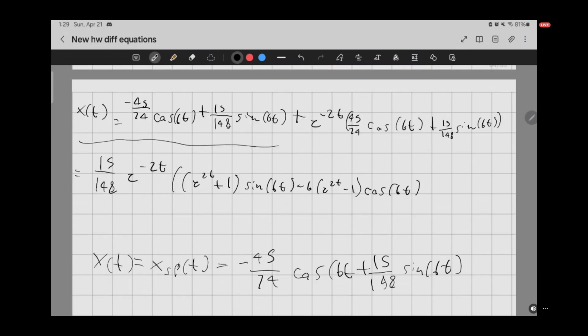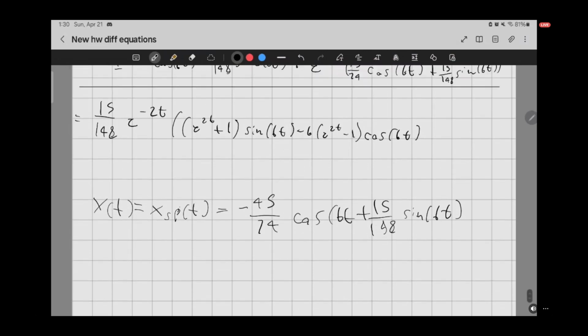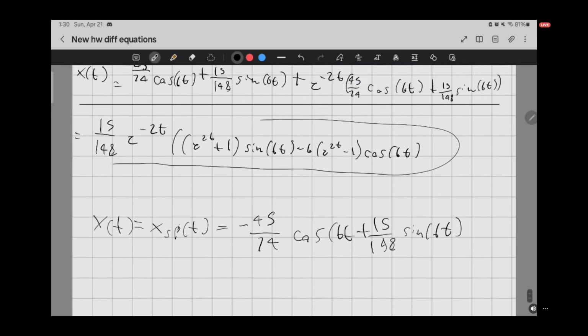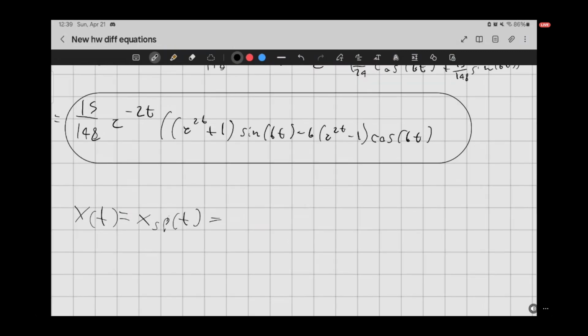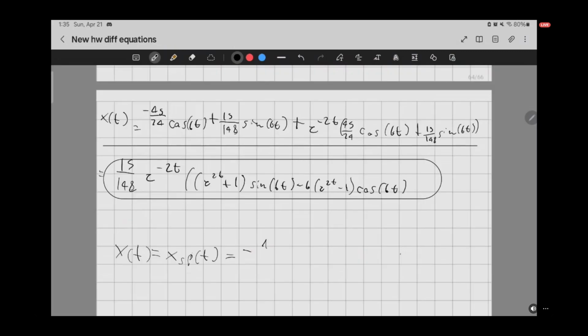And once we do that, we will get our solution with our conditions for c1 and c2. And it can be further simplified into this. So now for the second part of the problem, we have negative 45 over 74 cosine 6t plus 15 over 148 sine 6t. And that would be all.